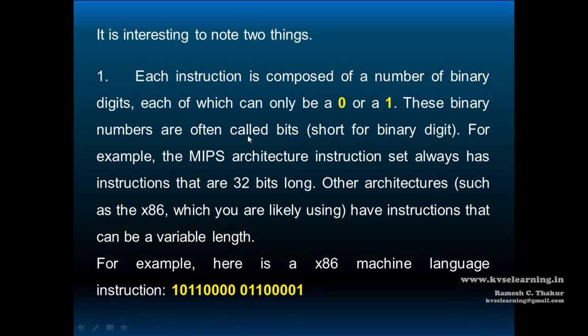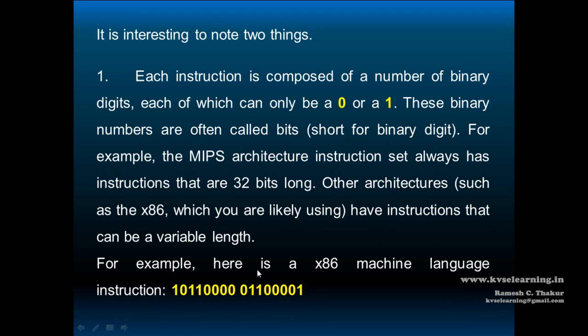These binary digits are often called bits. For example, the MIPS architecture instruction set always has instructions that are 32 bits long. Other architectures such as the x86, which most probably you are using, have instructions that can be of variable length. It may be 16 bits, 32 bits, 64 bits, etc.